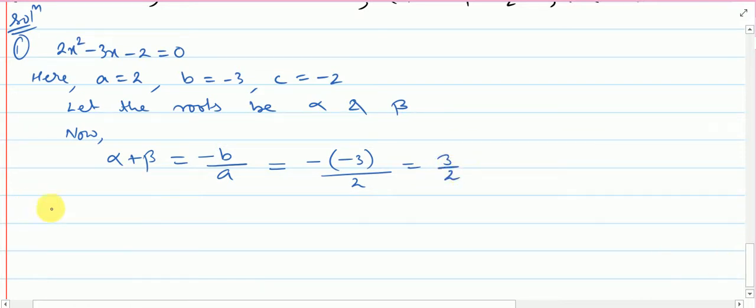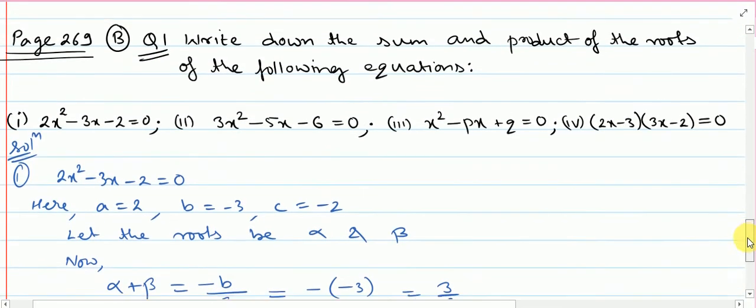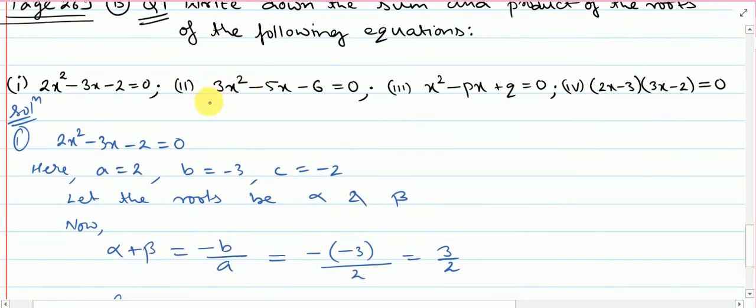Now alpha into beta means the product of the roots is given by C upon A. So here C is how much? Minus 2 and A is 2, so the answer will be minus 1. Okay, so similarly, you will do number 2, number 3 and number 4. I will do it over here for you.